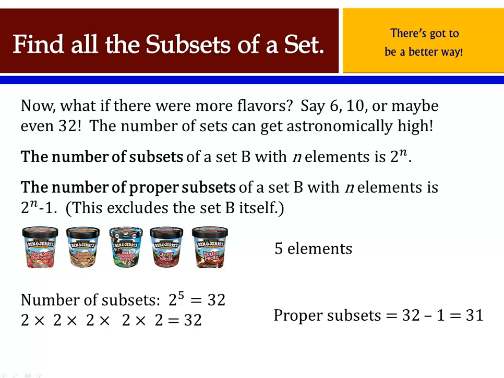And of course, the number of proper subsets for this set of 5 is 31, because you subtract 1 from the total number of sets, because you're subtracting away the original set, and you would have 31 in this case.